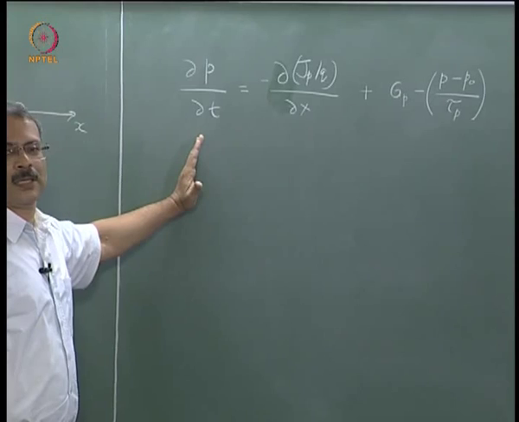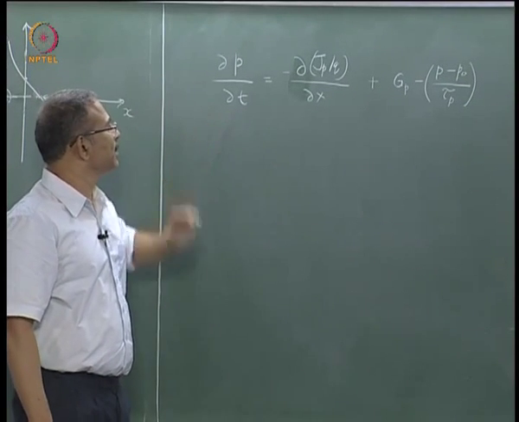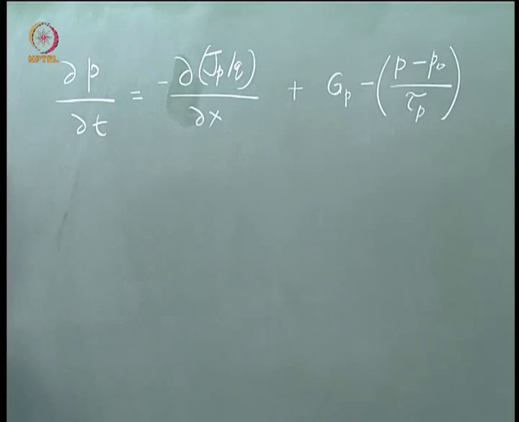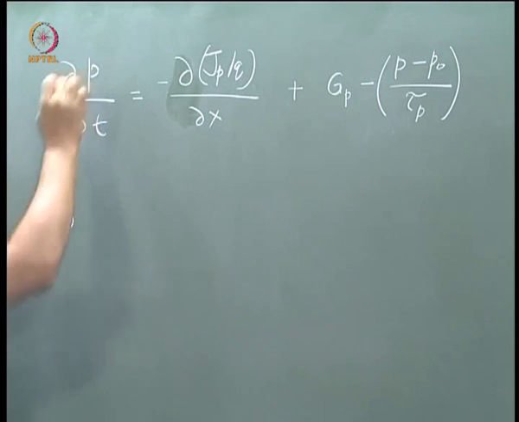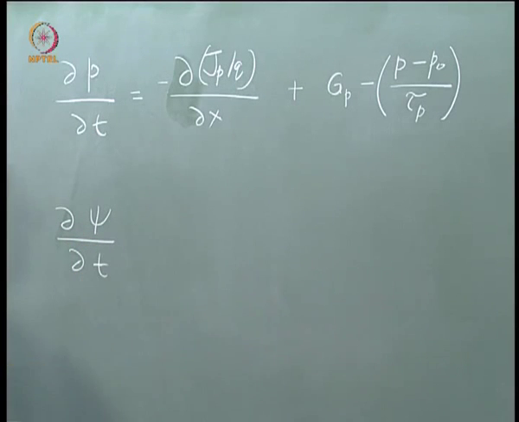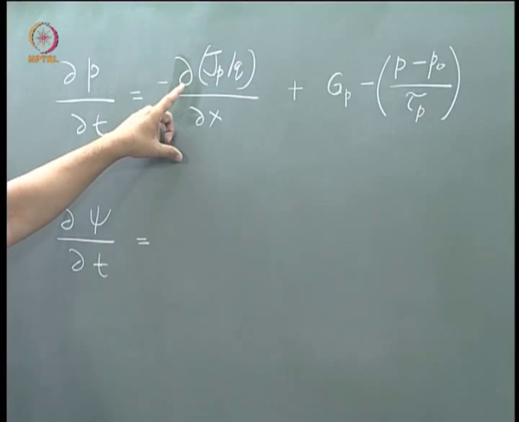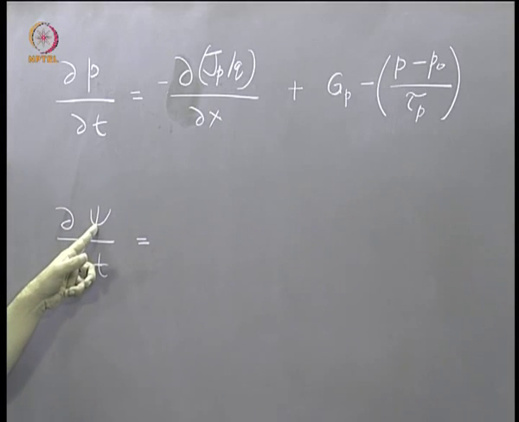Let us write down the equation for the Schrodinger and show that it is coming out in the same form. So the quantity we are dealing with in Schrodinger's equation is psi, which is the wave function. So we replace p by psi. So we have a time derivative on this side. Then the flux of p, that is what is coming here. So the flux of psi.